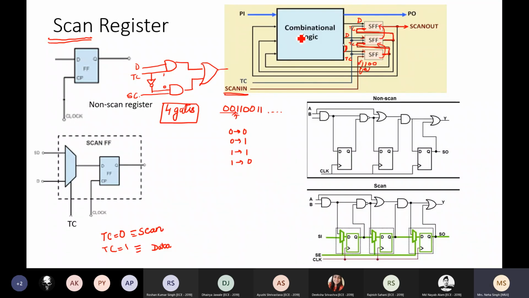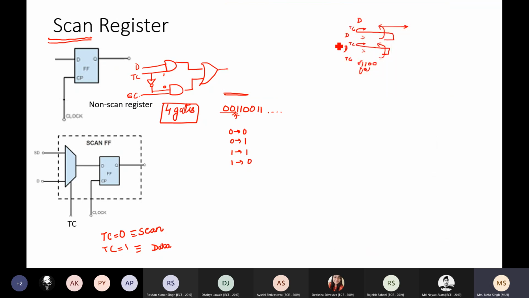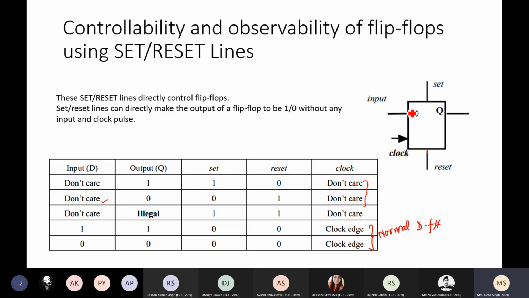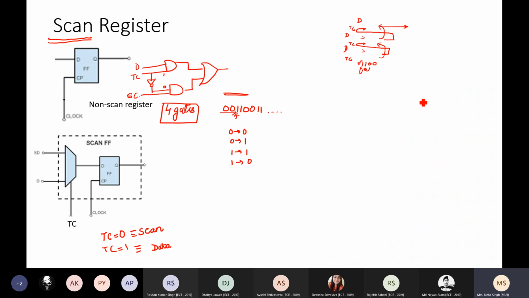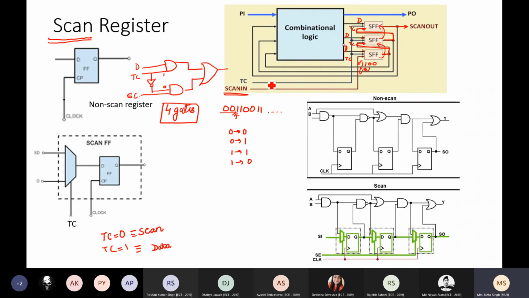I do not have any more PIs added to my circuit as compared to the previous case, where I had to add set and reset lines. I had to add 2 inputs on every flip-flop. This is not the case here. No more additional inputs except for 2, which are fixed. TC is either 0 or 1, or scan in is 0011, 0011 and so on. That is the advantage of adding the scan registers to my design. Is it clear?